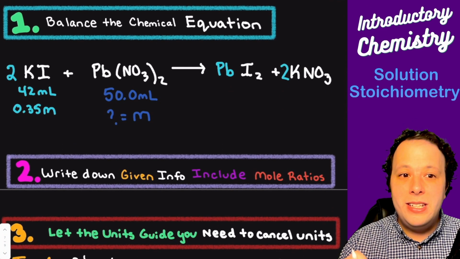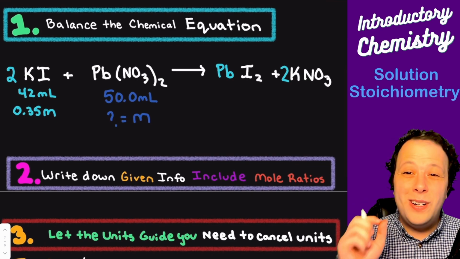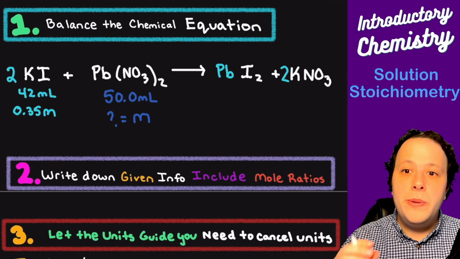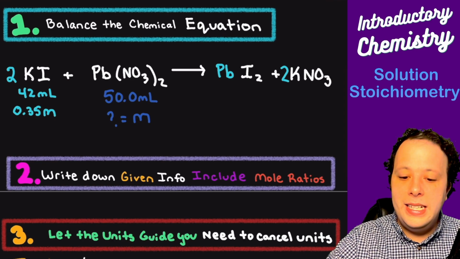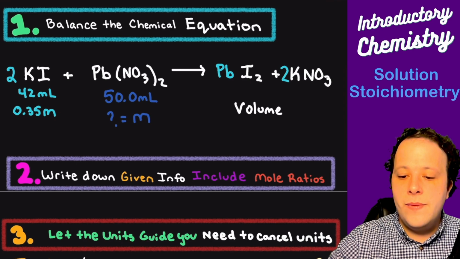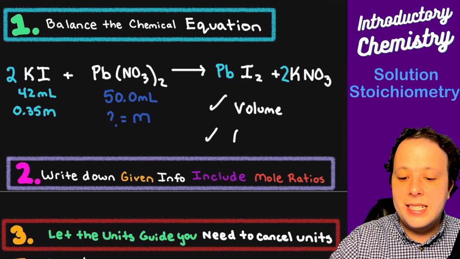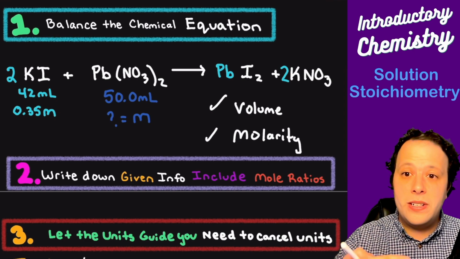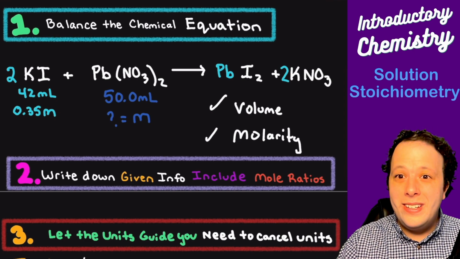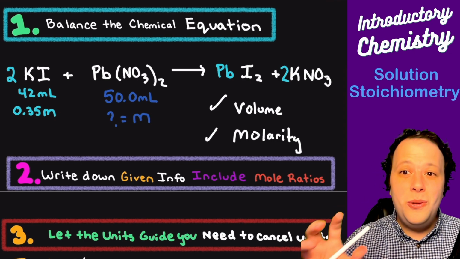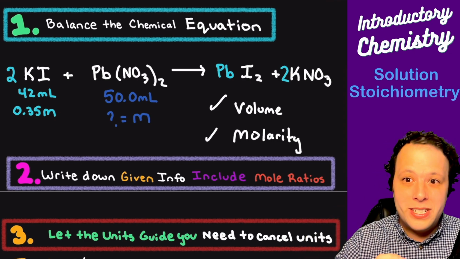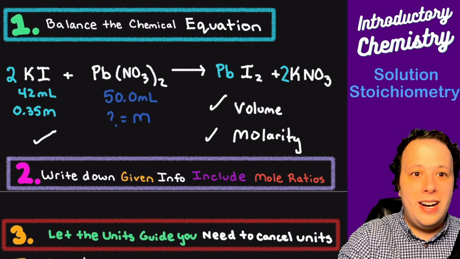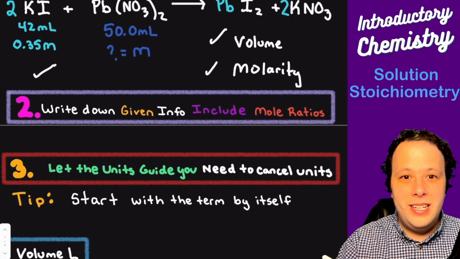Well, we want to let the units guide our process. There's a little trick to knowing this: the side you always start with is the one that contains both the volume and the molarity. It has to have both of those pieces because you need to convert to moles, and the only way you can do that is if you have molarity and the volume to cancel out the liters component of molarity. So we're going to start right here on the KI side.